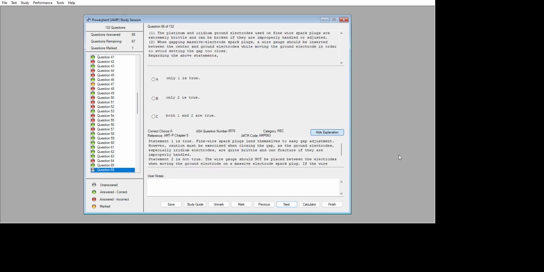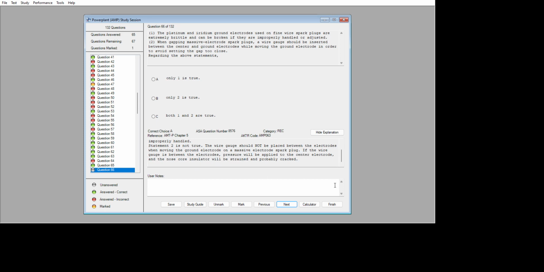Platinum iridium. Statement 1 is true. Fine wire spark plugs lend themselves to easy gap adjustments. However, caution must be exercised when closing the gap, as the ground electrodes, especially iridium electrodes, are quite brittle and can fracture if they are improperly handled.